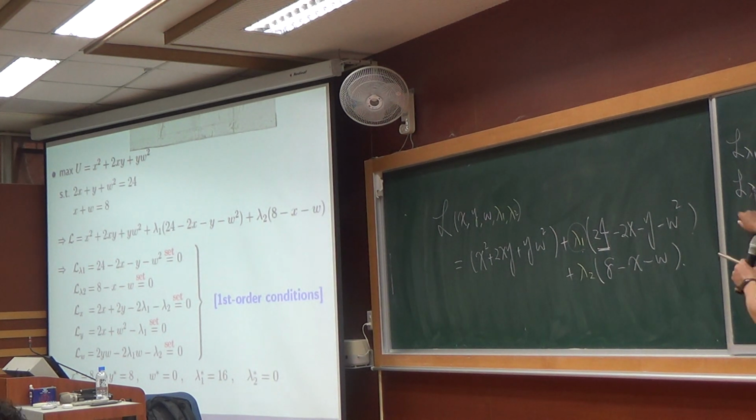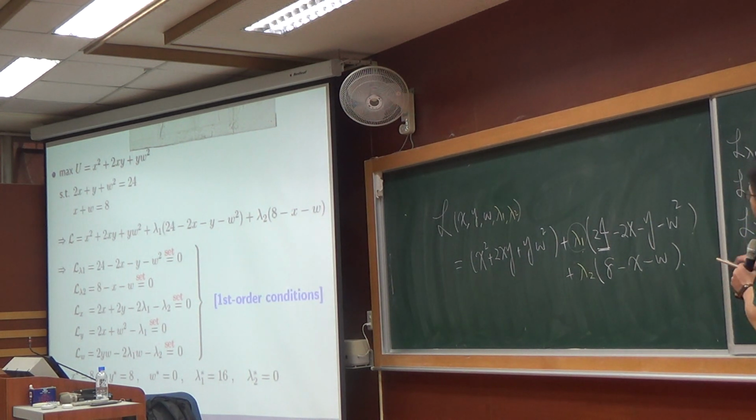And then Lagrange x. So the differentiation would be 2x plus 2y minus 2 lambda 1 minus lambda 2 equals 0. Is that clear? So can everyone do this? Okay?